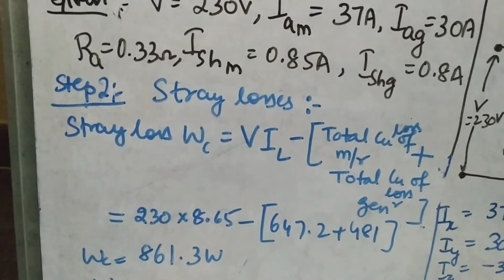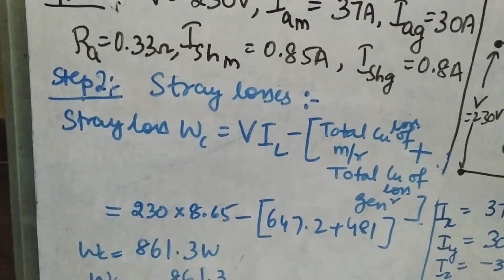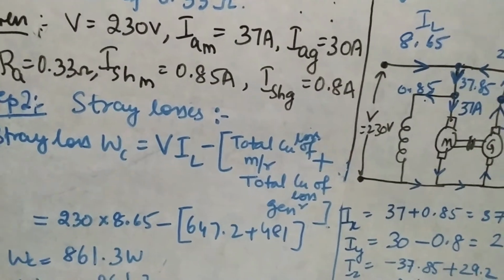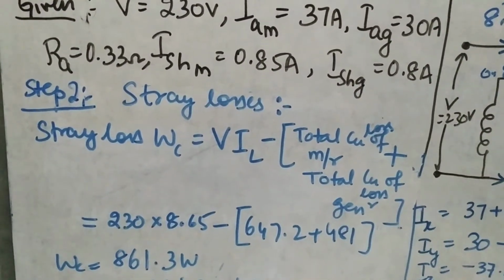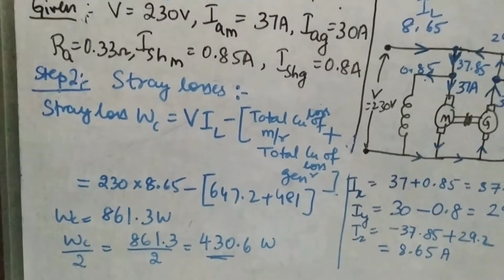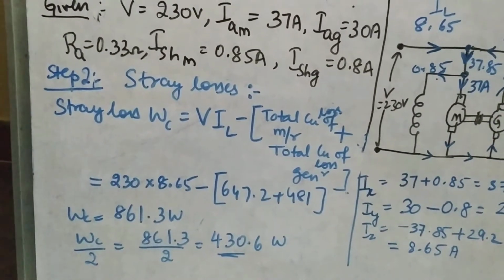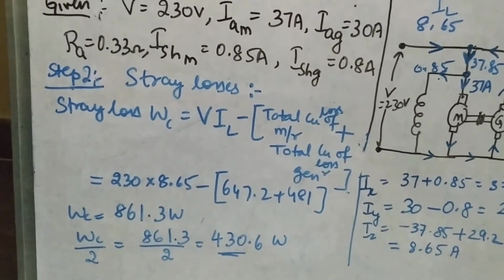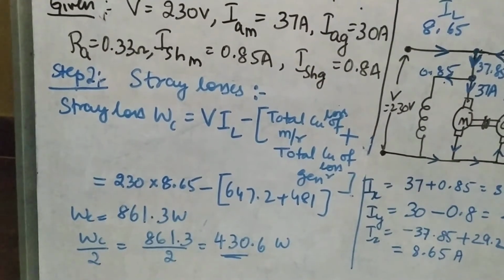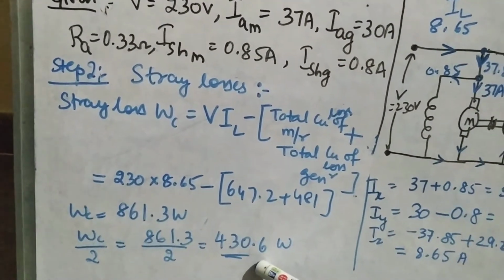Now for per machine means WC divided by 2. So it is 861 divided by 2. So it leads to 430.6. See, this value you have to remember, because that value only we have to take to determine the efficiency separately for the motor and separately for the generator. Not the total value. We have to take half of this value.